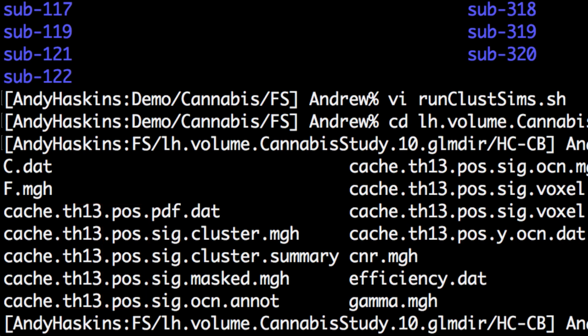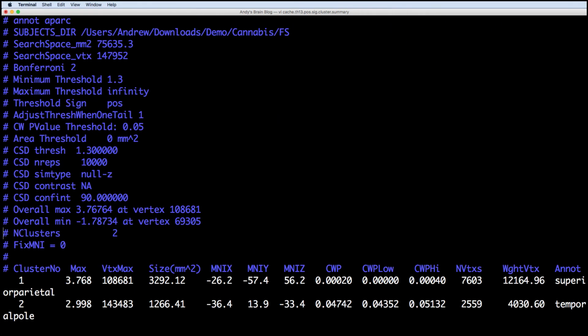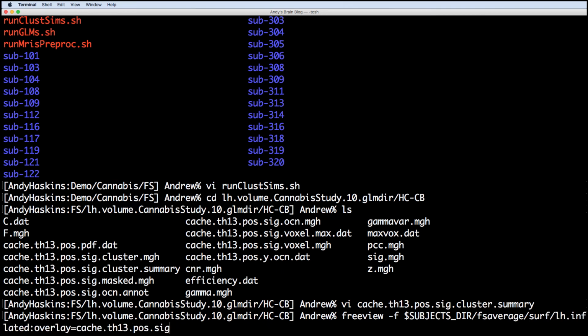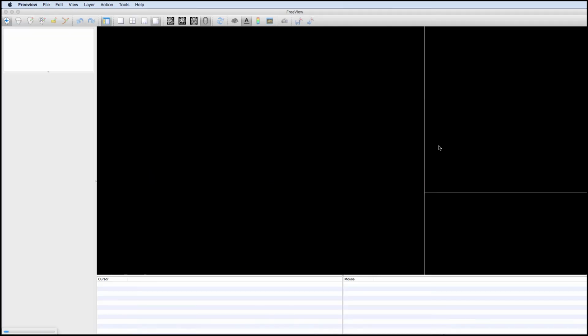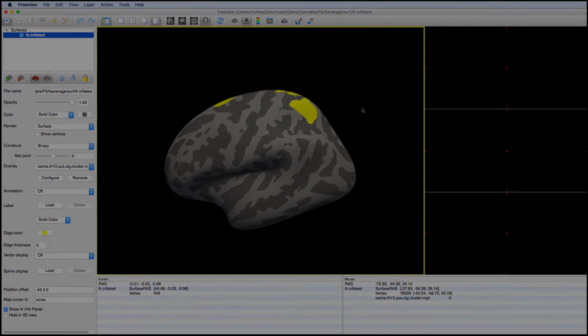The most important files are: 1. The summary file, which is a text file listing the size and locations of the significant clusters, and 2. The MGH file, which can be overlaid on the fsaverage template. You can use these files to make figures and tables of your significant clusters.